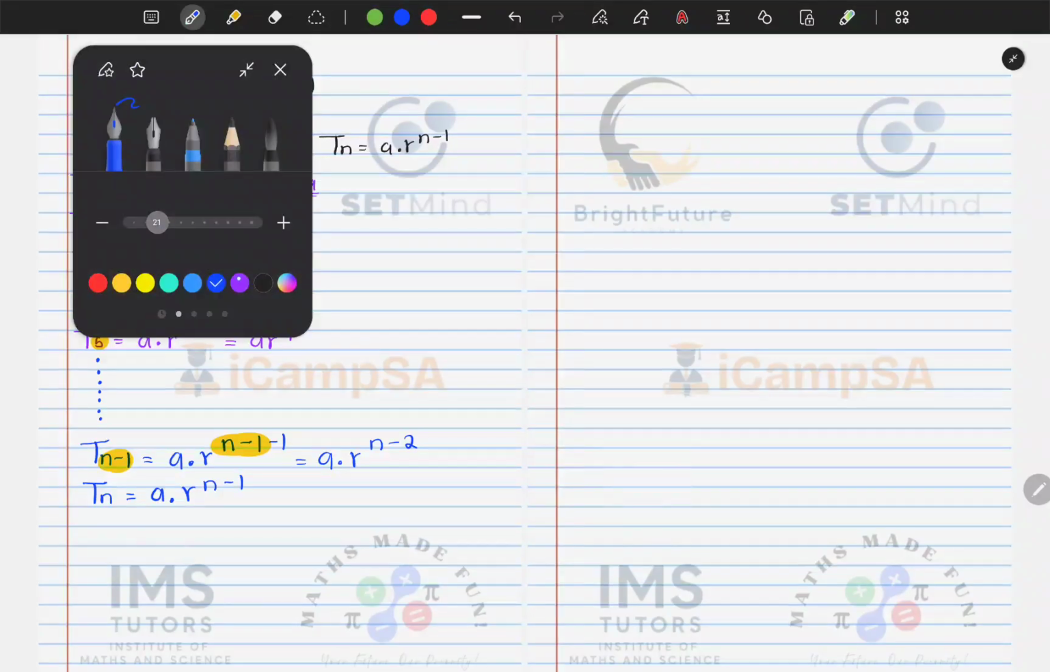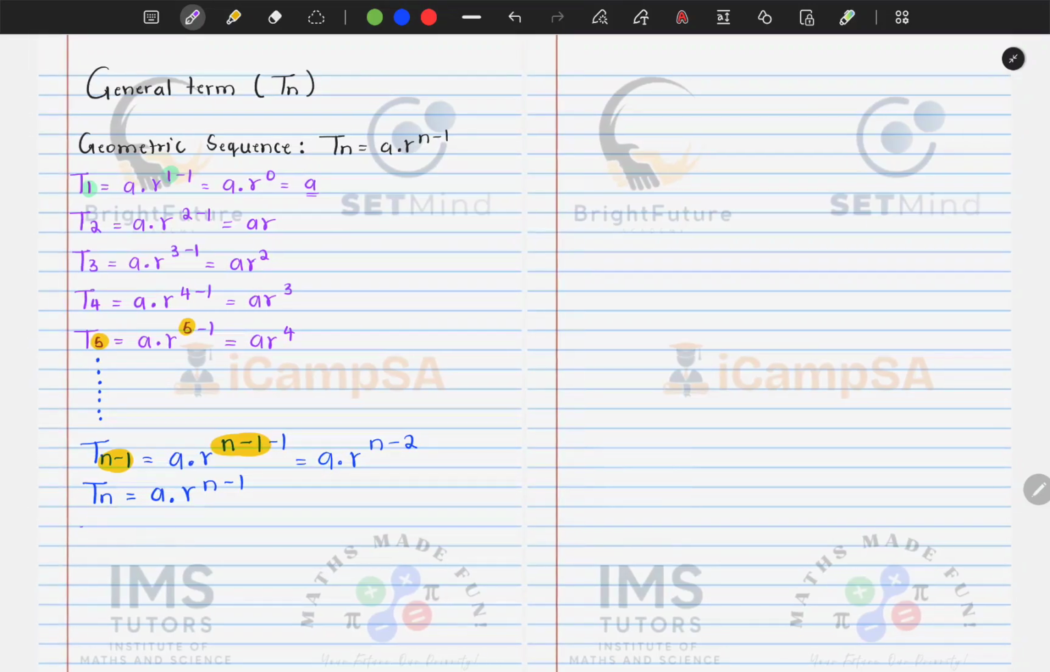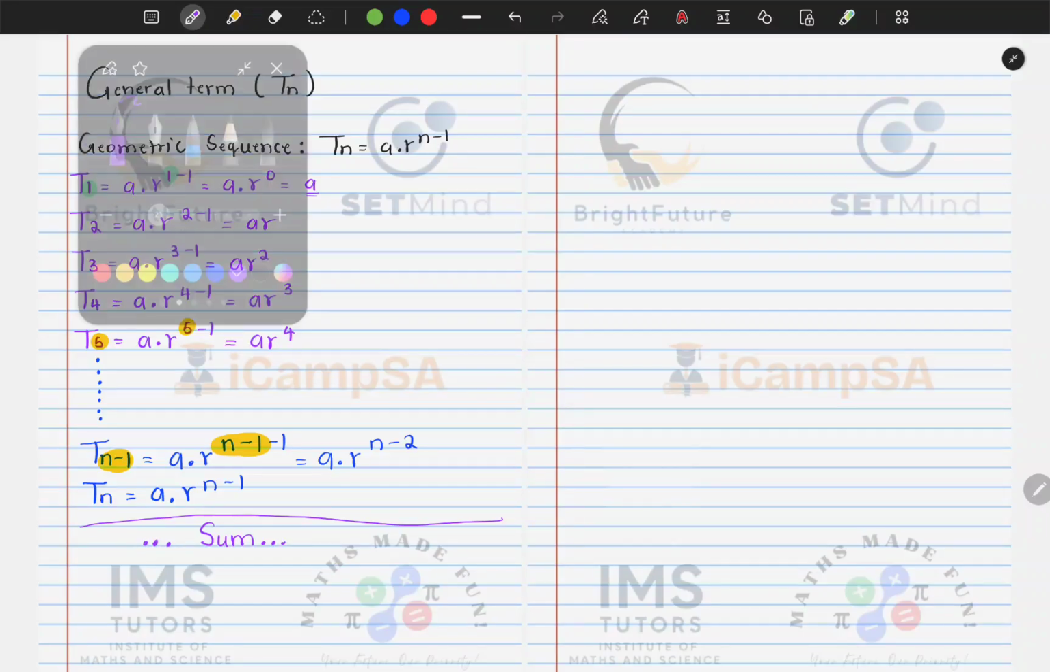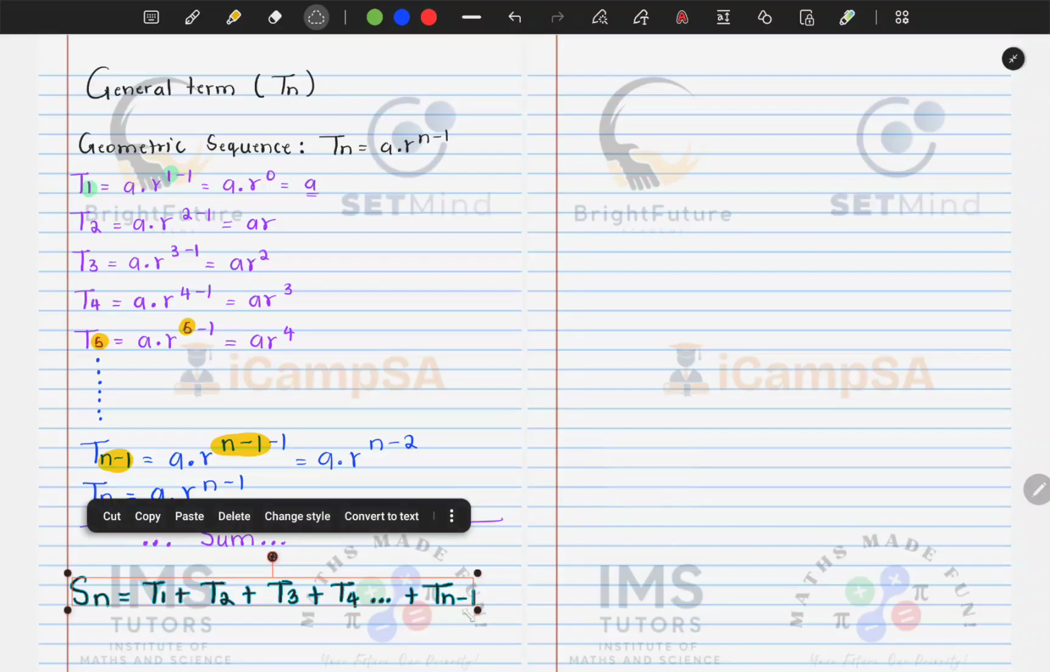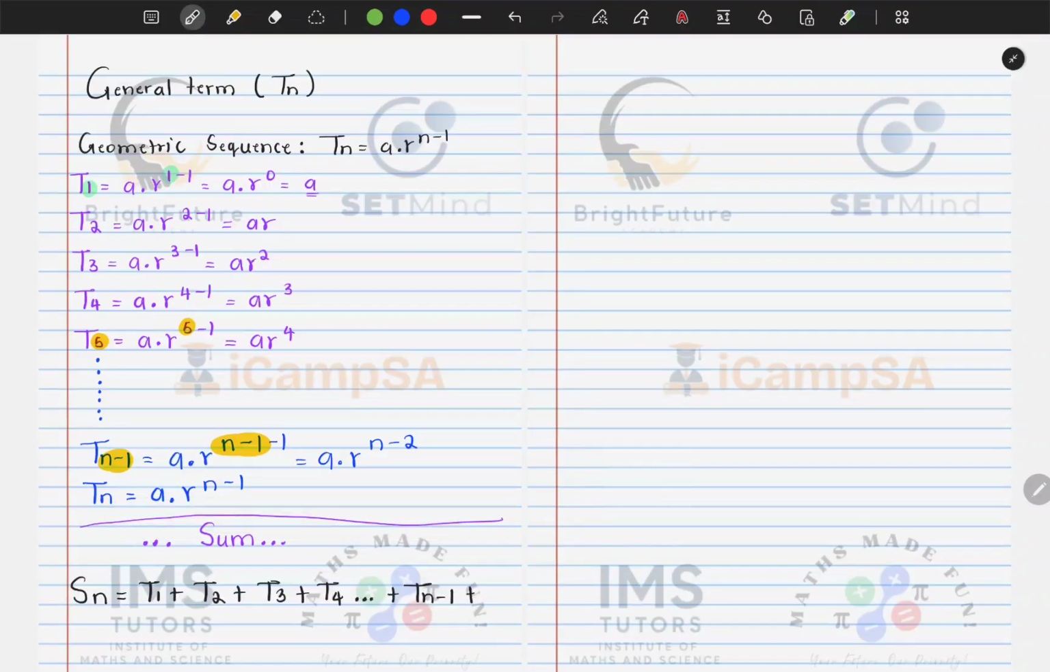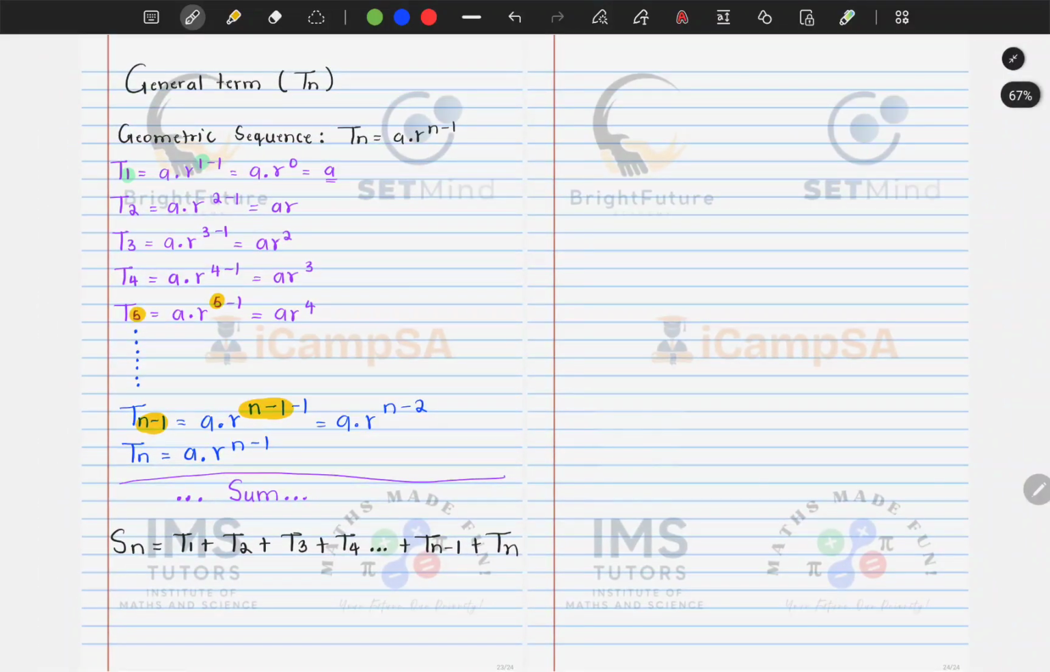Then what we need to note is that we can find the sum, and with the sum, we are going to be very smart about it. The sum of n terms is going to be T1 plus T2 plus T3 plus T4 up until we get to T of n minus 1, which is the term just before the last one. And then the last term is Tn. This is how our sum looks.